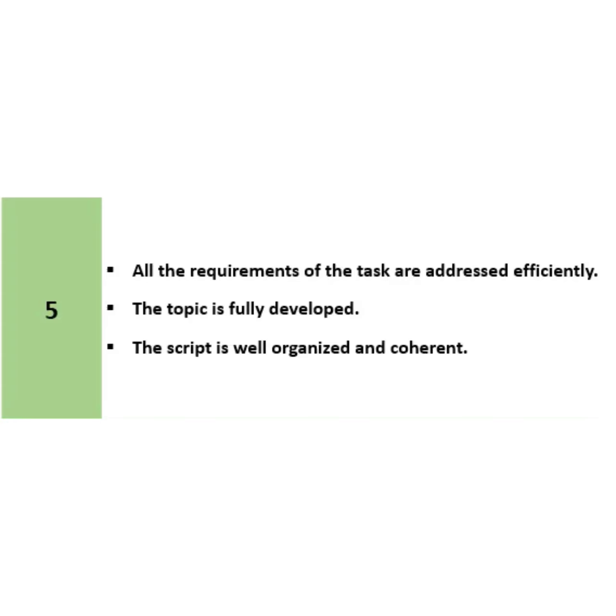If you look at the band 5 requirements for rhetoric, you will see 3 points. These are: all the requirements of the task are addressed efficiently, the topic is fully developed, and the script is well organized, coherent. This means the paragraph has topic sentence, major and minor supporting sentences, your ideas are relevant, plus each sentence flows smoothly into the next. Basically, if the text presents fully extended and supported ideas, you can get 5 from rhetoric.